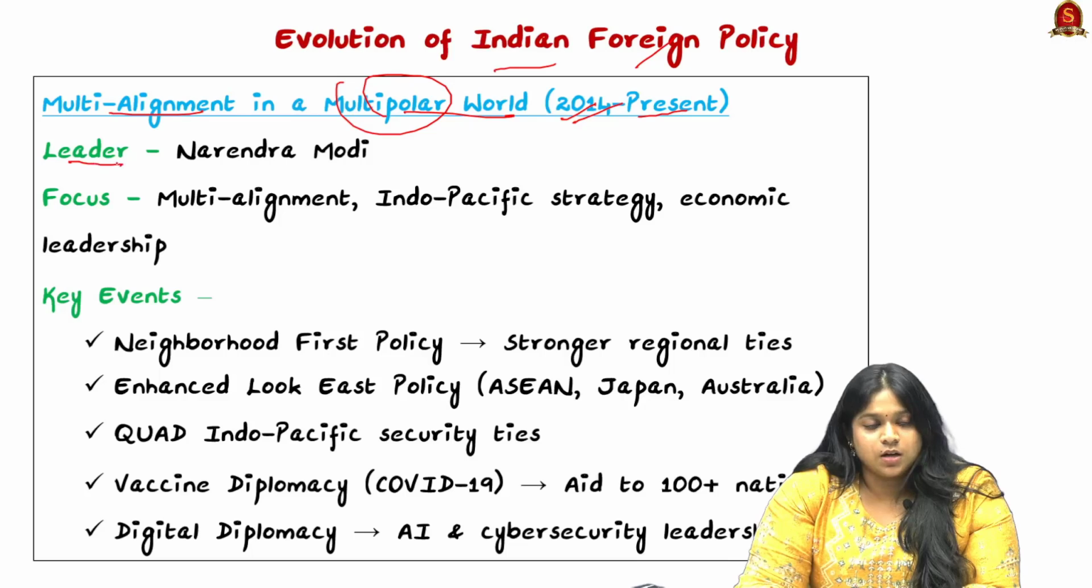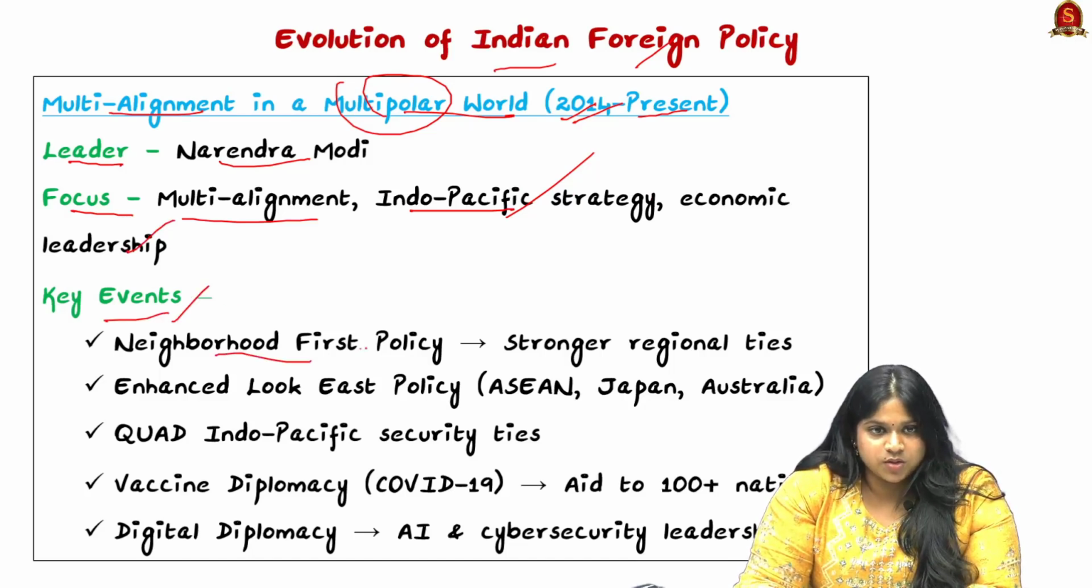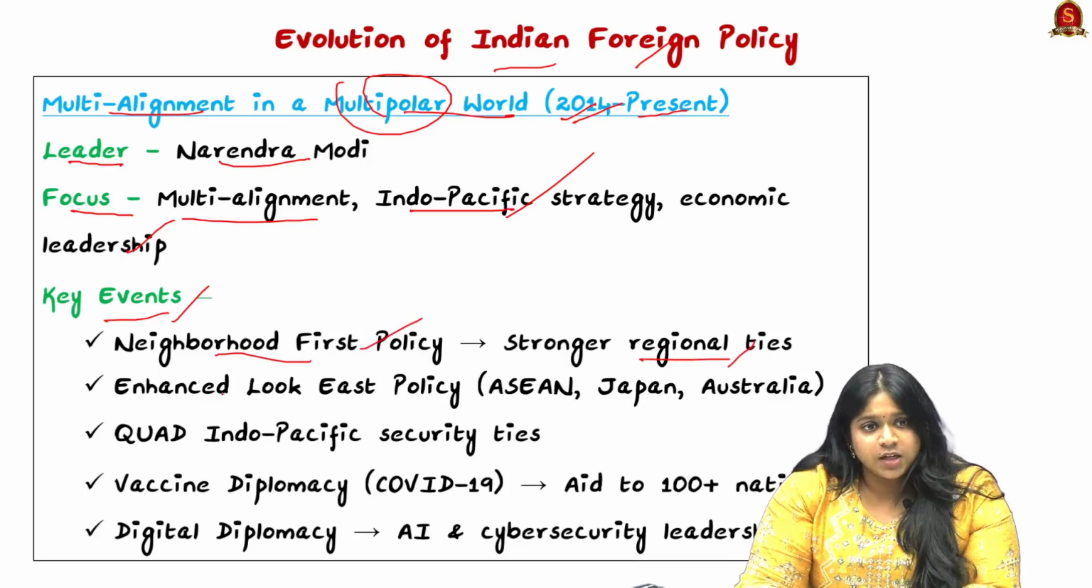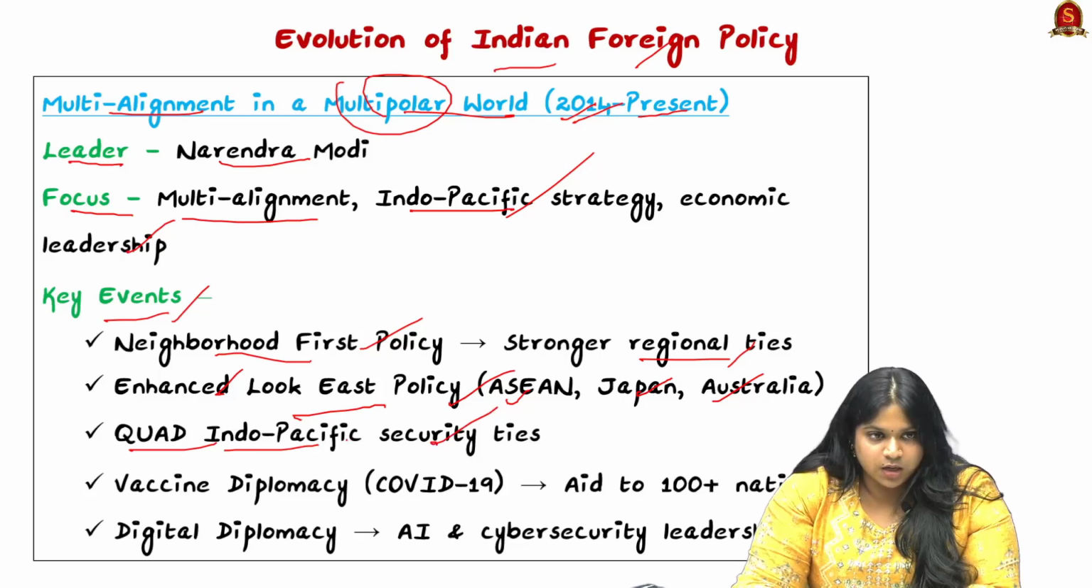So it was led by our current Prime Minister, Mr. Narendra Modi, where the focus was more on multi-alignment, having Indo-Pacific strategy and economic leadership. Here it involved key events such as the Neighborhood First policy to strengthen our regional ties with the neighbors. It enhanced again the Look East policy, which included ASEAN, Japan, and Australia. And also through the Quad, we brought in the importance of Indo-Pacific security ties, especially during the period of COVID-19.